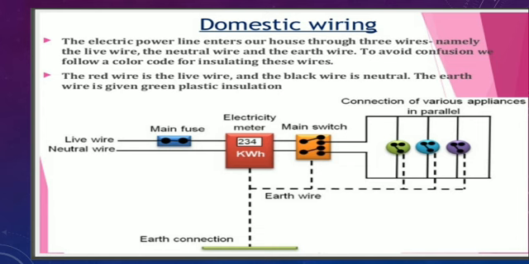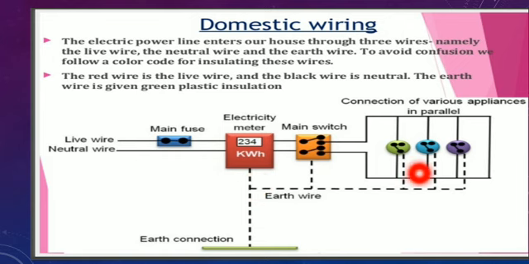Now come to the second one. The red wire is the live wire, that is positive, and the black wire is the neutral. The earth wire is given green plastic insulation. The live wire passes through the main fuse, and along with the neutral wire goes to the meter, which reads kilowatt hours. kWh is nothing but kilowatt hour. And this is the main switch. The earth wire is common, and see these parallel appliances.